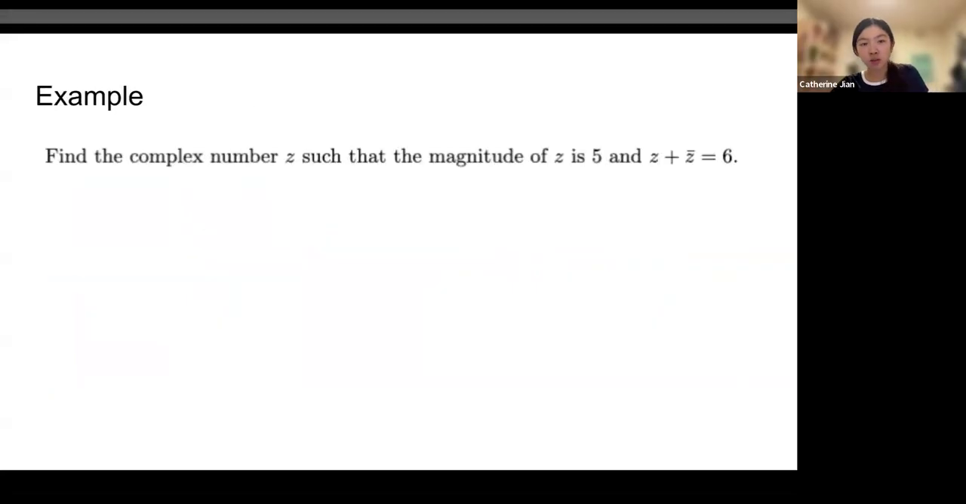Okay, so I guess you have 3 minutes to try this problem. And if you solve it, you can message me with the solution. And if you have any questions, you can also private message me as well.